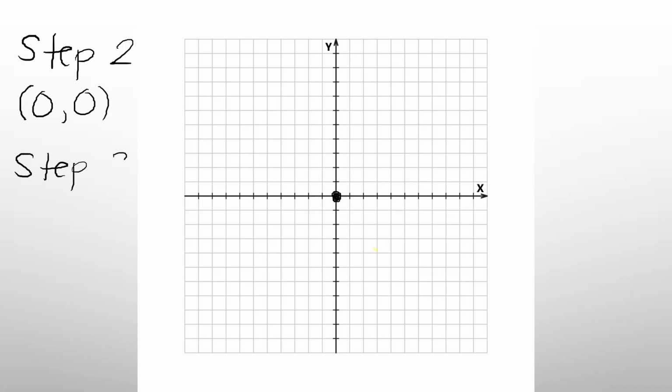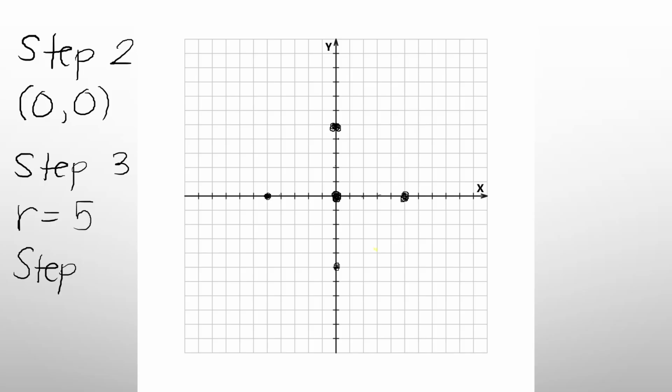Step number 3, we use the length of the radius, 5 units, to get some points on the circle. So from the origin, we count 5 units to the right. We have 1, 2, 3, 4, 5. So here is a point on the circle. Another one is from here. We count 1, 2, 3, 4, 5. So this is the second point. From here we have 1, 2, 3, 4, 5. So here is the third point. And lastly, from here we have 1, 2, 3, 4, 5. So this point is 5 units from the center.